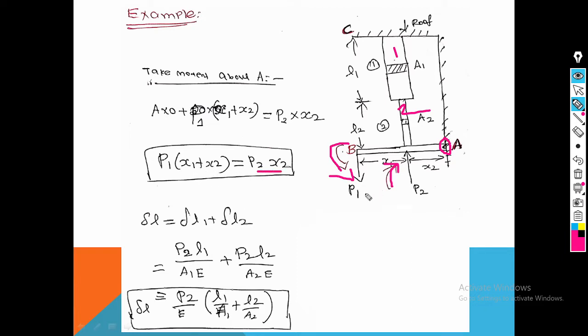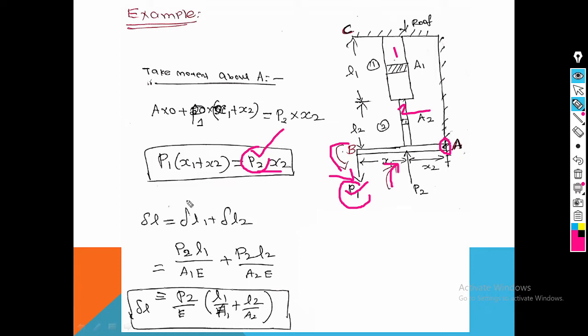Suppose in problems you know any one value, P1 or P2, and the distances between the forces, then you can find the other one. Suppose P1 is a known value, then you can find the P2 value.